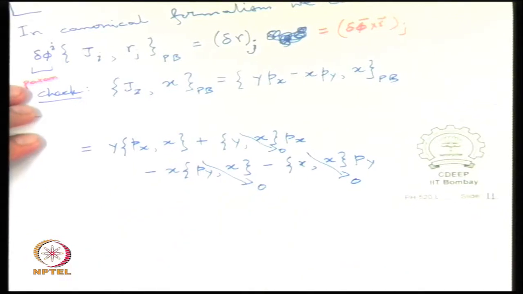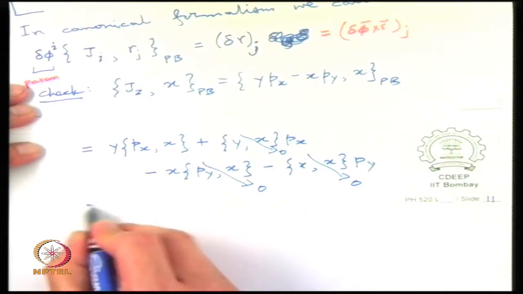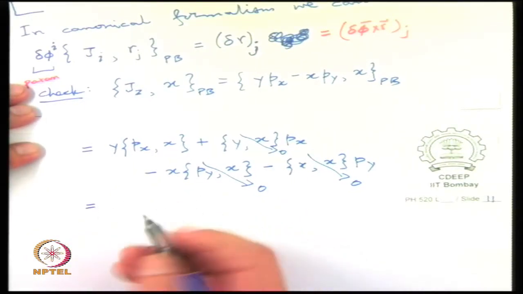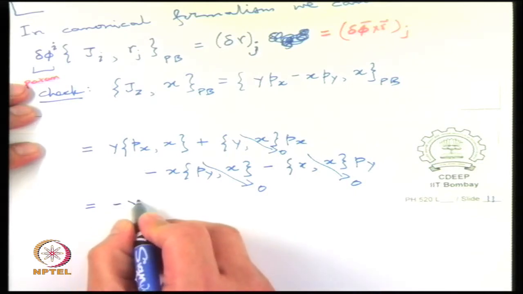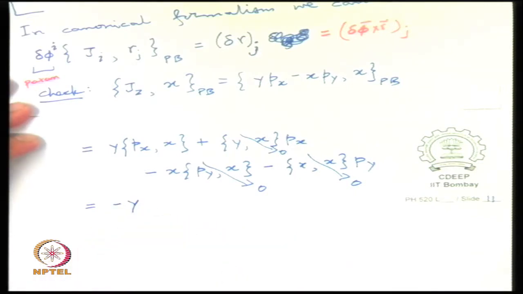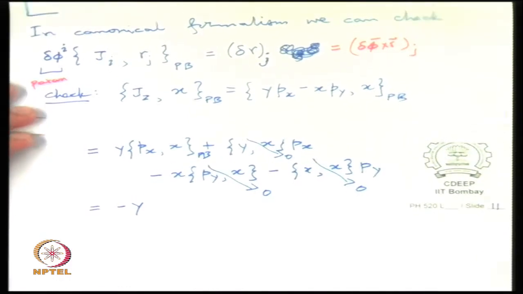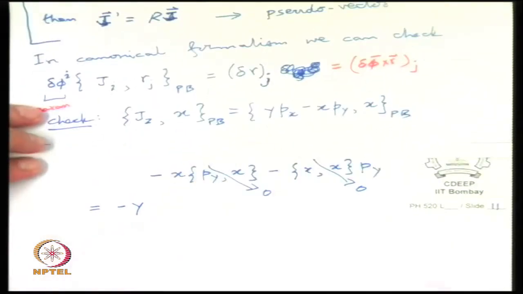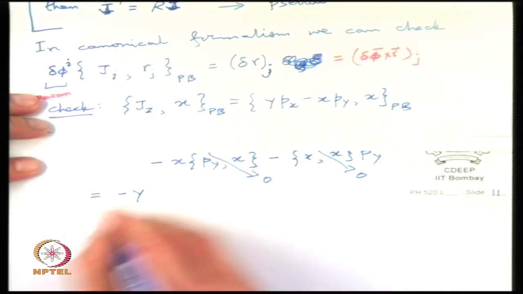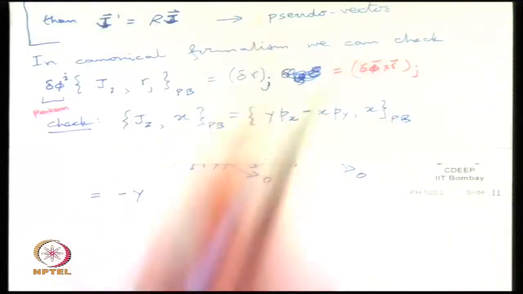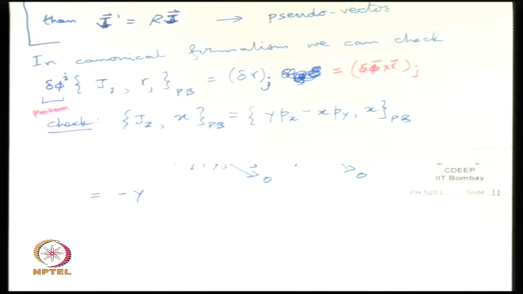And Pxx is minus 1. So this gives minus y. X Px is plus 1. So Pxx, it is an antisymmetric operation. So it exactly gives minus y. So this is exactly what you expect from the effect of a k cap times delta phi cross r. Okay.